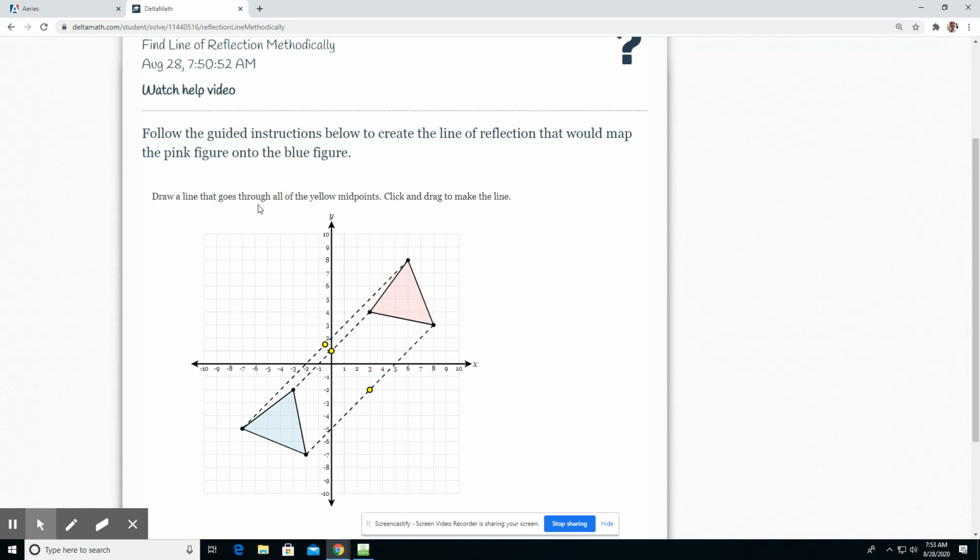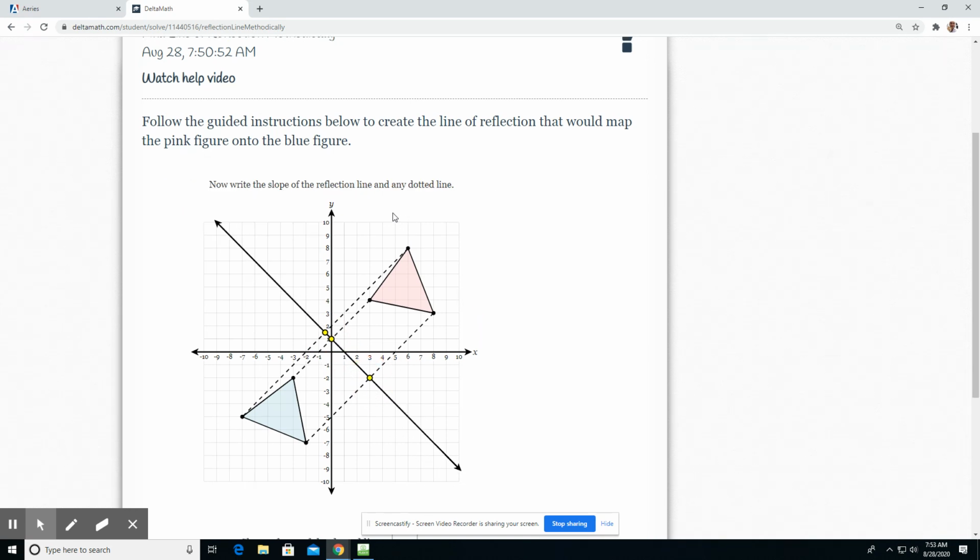Draw a line that goes through all the yellow midpoints. Click and drag to make the line. So I'll click on one of them, drag to the other one, and that should be it.